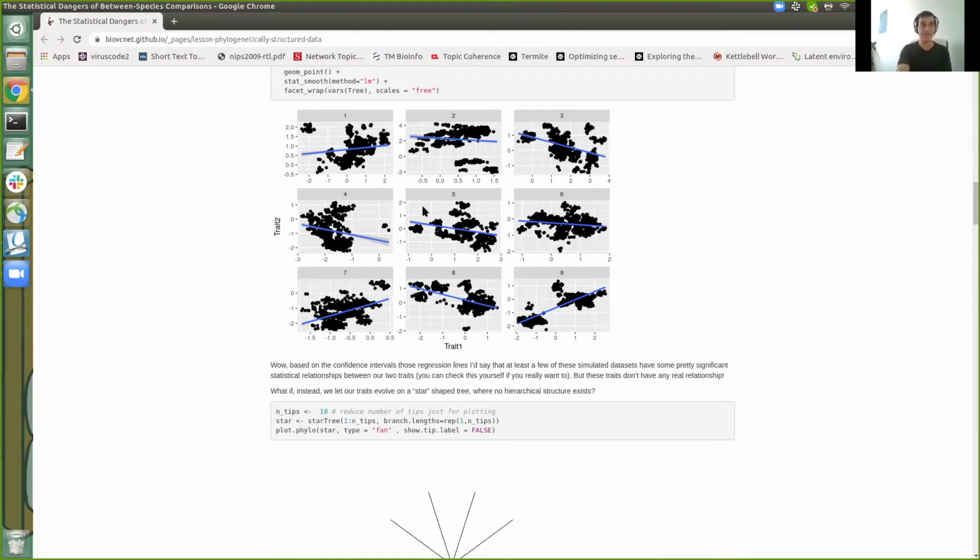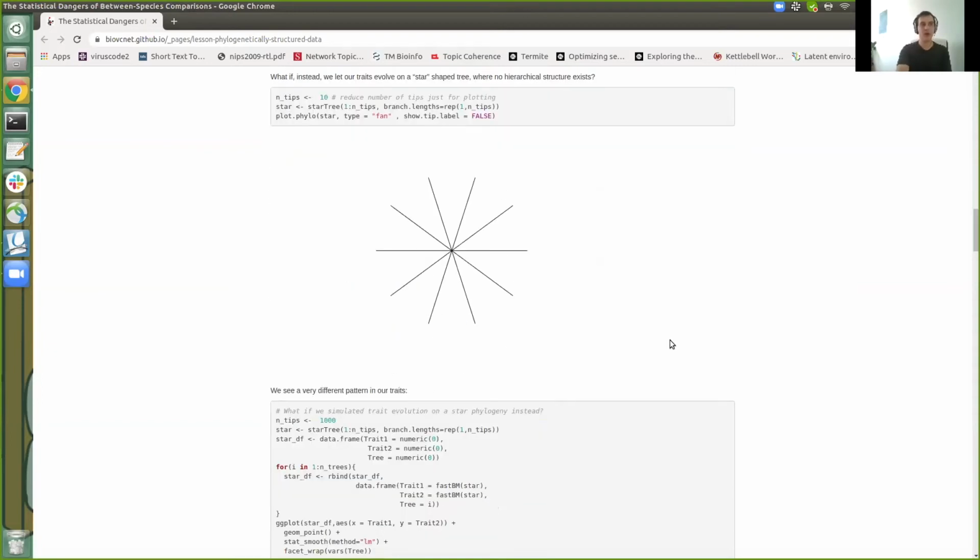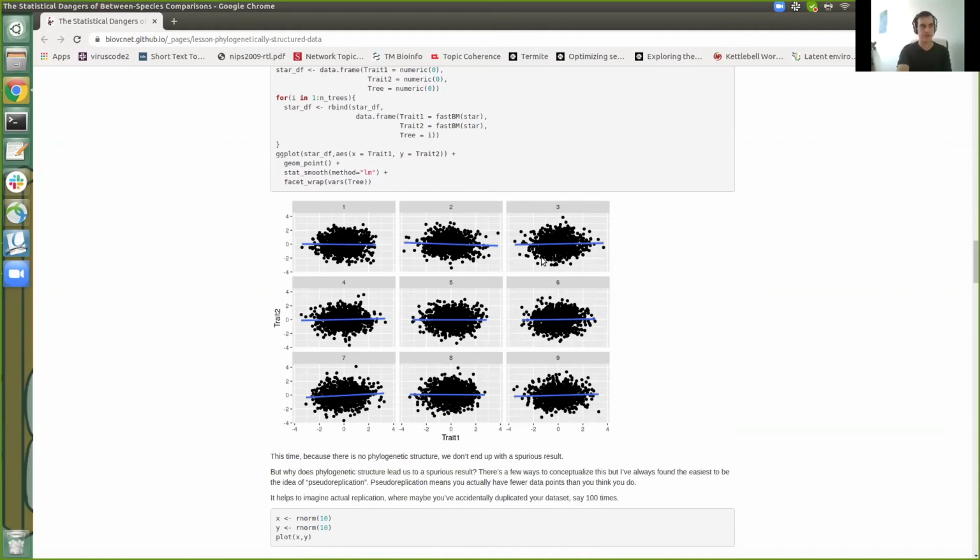but very significant pattern. Whereas if you looked at a tree that had no hierarchical structure, so there's a star-shaped phylogeny, where there's no dependency structure here. Each tip has kind of evolved along its own branch. And so where you have no phylogenetic structure, you get no spurious result, right? So you can see these are all flat, even though I simulated the data in the exact same way.